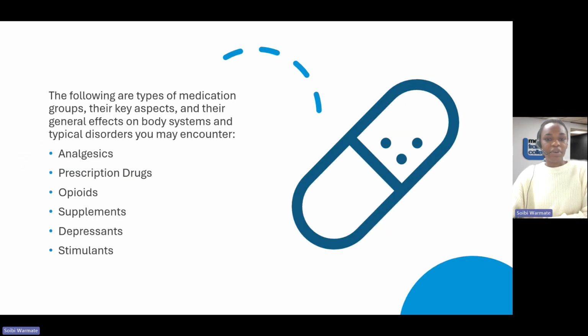The following are types of medication groups, the key aspects and the general effects on the body system and typical disorders that you may encounter. We have analgesics, prescription medication, opioids, supplements, depressants, and stimulants.